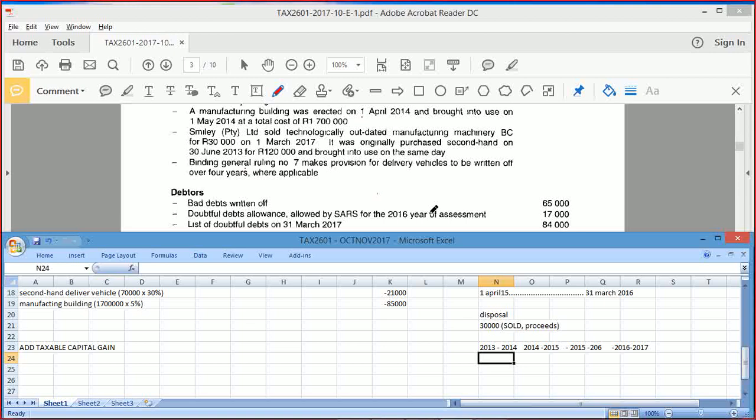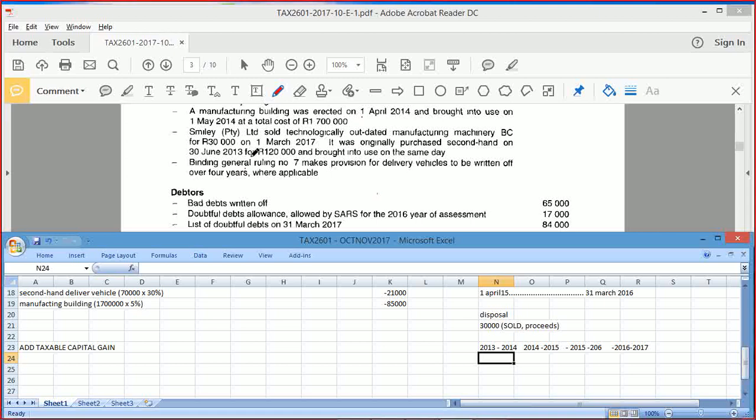Yes, good. So, if I'm looking at that, how much was the second-hand machine? 120. You brought it into use on the 30th of June. Is that in the future or now? That's in the past, sir. That's in the past, correct? And then what we need to look at is, how much would I have deducted in 2013? All of it? Yes, because it's a manufacturing asset. Do you agree? Yes, sir.